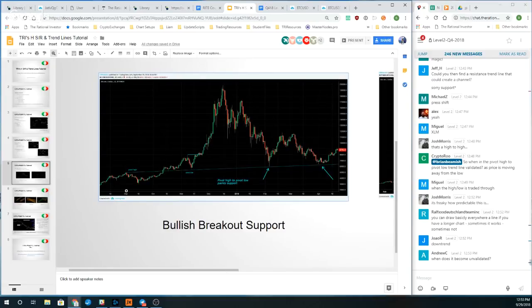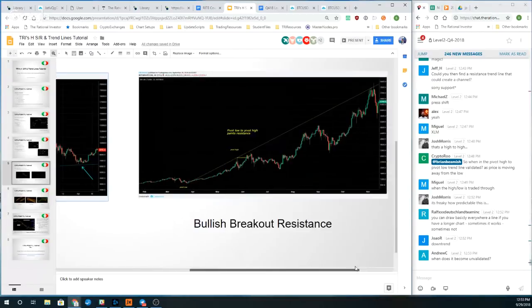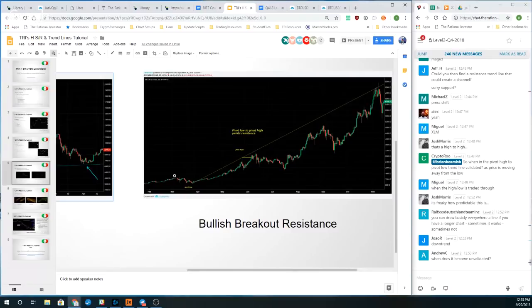Trying to find this situation where you have a pivot high, then the market pivots up again, pivot low, draw it off of the high and the low, provide support going forward. In this particular case, pivot low, off of the pivot high, paints resistance going forward.